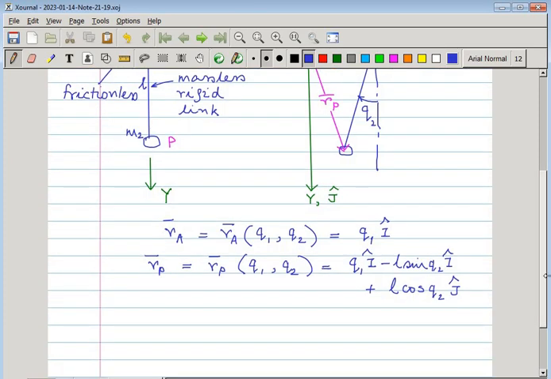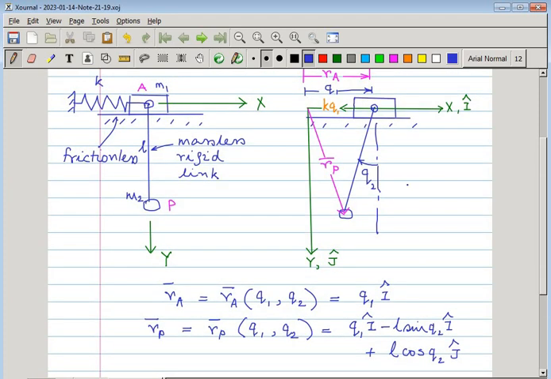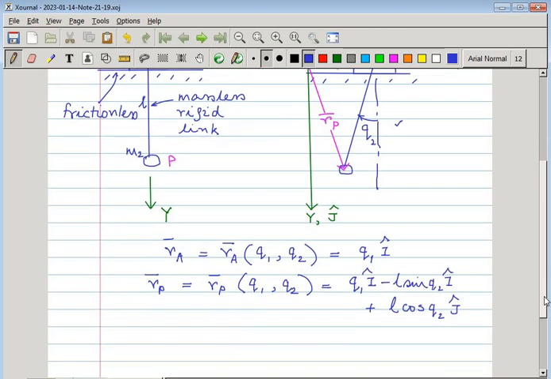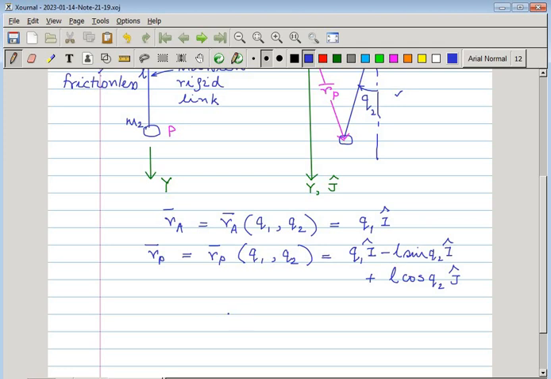Now suppose in this configuration we give a virtual displacement del q1 and del q2. That means we give a virtual displacement without violating the constraints, so it moves in this direction by an infinitesimal amount del q1, and in the increasing direction of q2, an infinitesimal rotation del q2. So this is without violating the constraints. We give a virtual displacement and it takes no time.